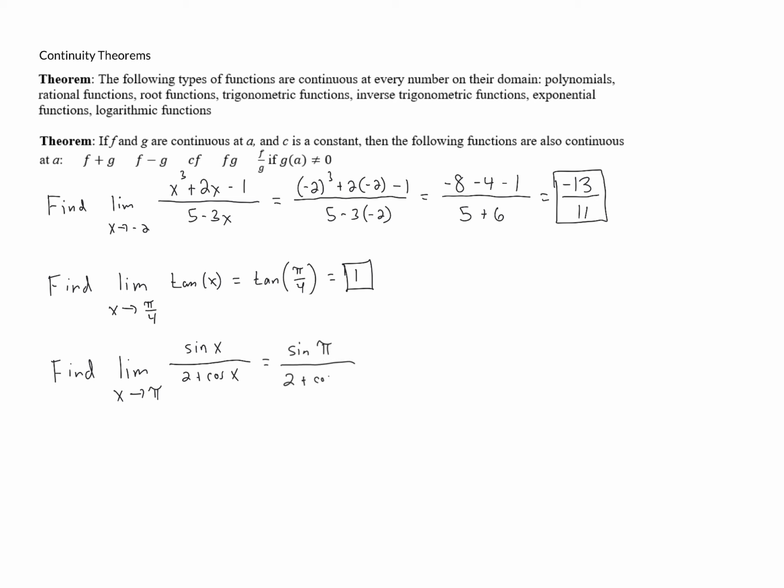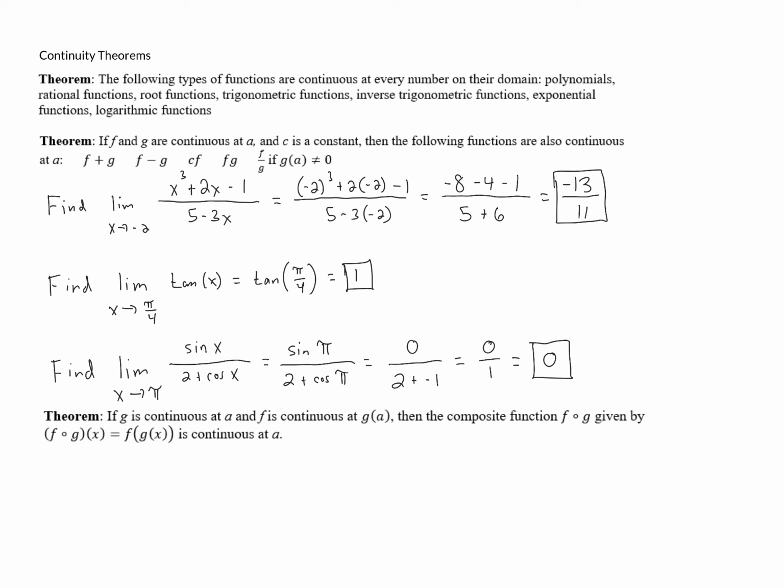If g is continuous at a and f is continuous at g of a, then the composite function f of g, given by f of g of x, is continuous at the value a. And we can use this in an example.